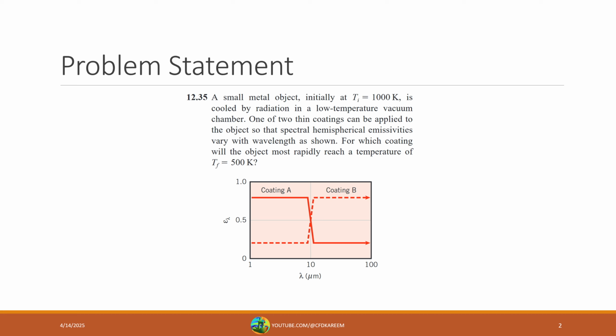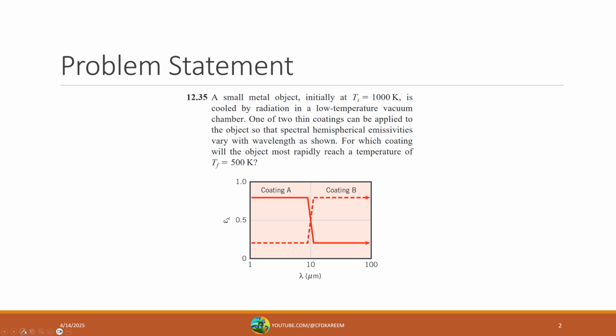It says a small metal object initially at Ti equal to 1000 Kelvin is cooled by radiation in a low temperature vacuum chamber. One of two thin coatings can be applied to the object so that the spectral hemispherical emissivities vary with wavelength as shown. For which coating will the object most rapidly reach a temperature of TF, or T final, of 500 K?